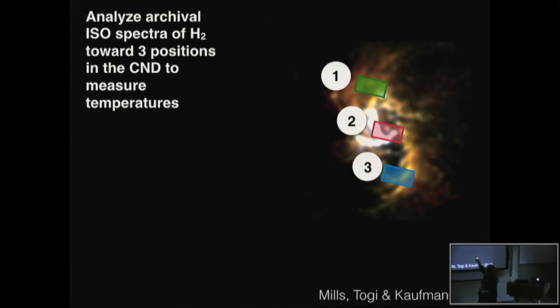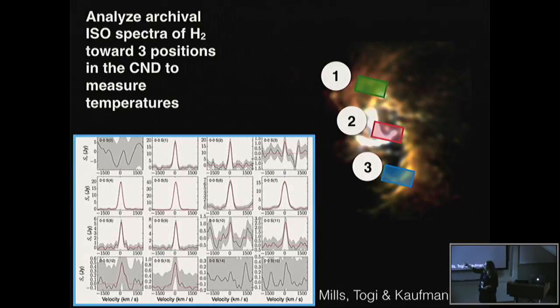And so here I'm showing you isospectra in these boxes toward 3 positions of the CND. These are spectra of pure rotational H2 towards the southern region. We don't detect the S0 line, the lowest line, but we make up for it by detecting everything up to S13. So very highly excited lines of pure rotationally excited hydrogen.